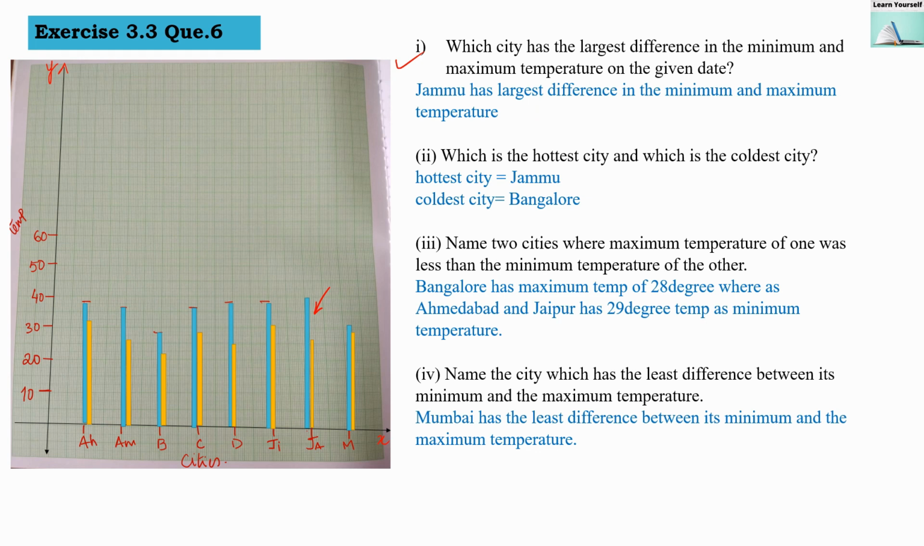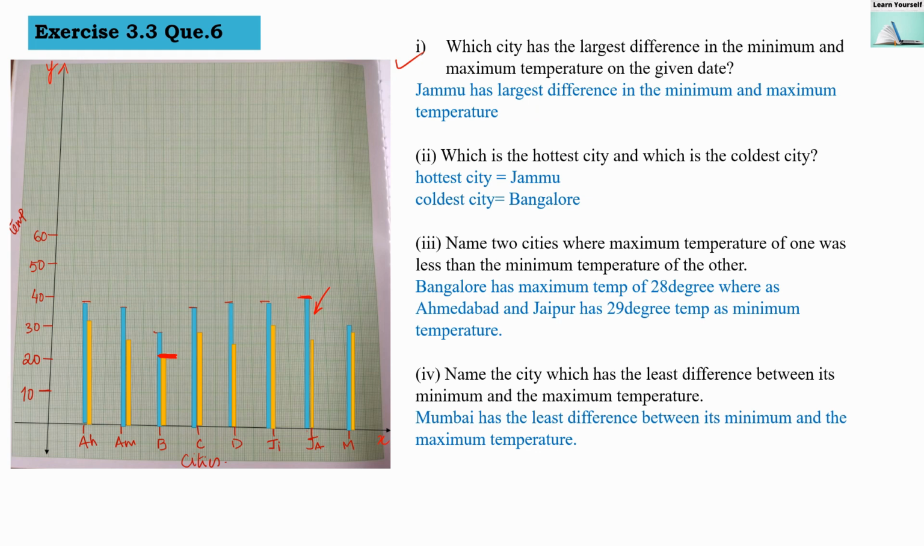Second question: which is the hottest city and which is the coldest city? Here the hottest city is Jammu, as we can see that this bar is the maximum compared to all. For the coldest city, we have to check the minimum temperature, and we can see that Bangalore has the minimum temperature. So the coldest city is Bangalore, whereas the hottest city is Jammu.